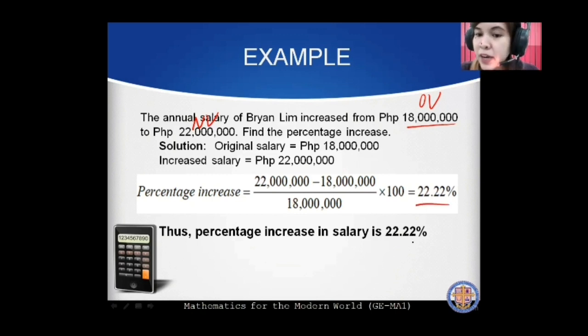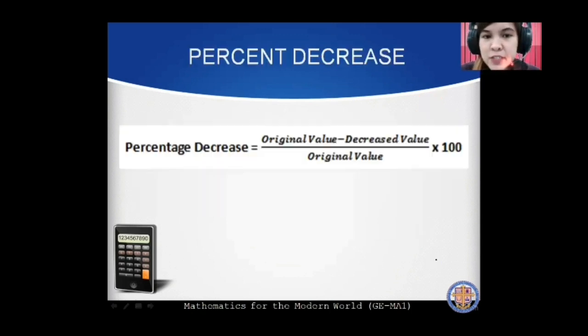Always remember, paki-round up siya up to 2 decimal places. So, alam niyo naman mag-round off, di ba? Pag 5 and above, 5, 6, 7, 8, 9, round up, plus 1 dun sa ira-round off niya na place value. So, pag less than 5, 4, 3, 2, 1, yung kasunod ng 2, retain. Retain mo lang. So, yan ang sagot. Okay? Percent increase. Next, percent decrease.